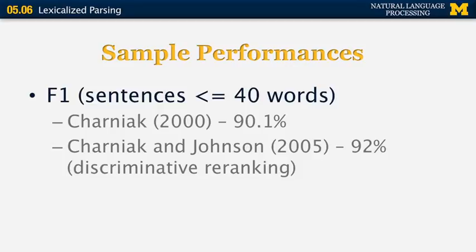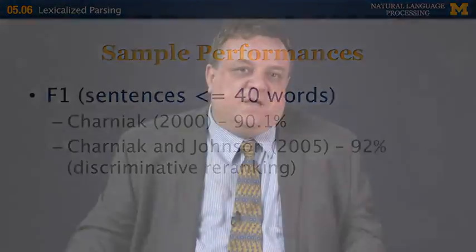And there are some modified versions. For example, a better version of the Charniak parser is by Charniak and Johnson from 2005. It achieves some of the highest possible performance on F1, namely 92%. So this concludes the section on statistical parsing. In the next segment, we're going to look at a very different type of parsing called dependency parsing.